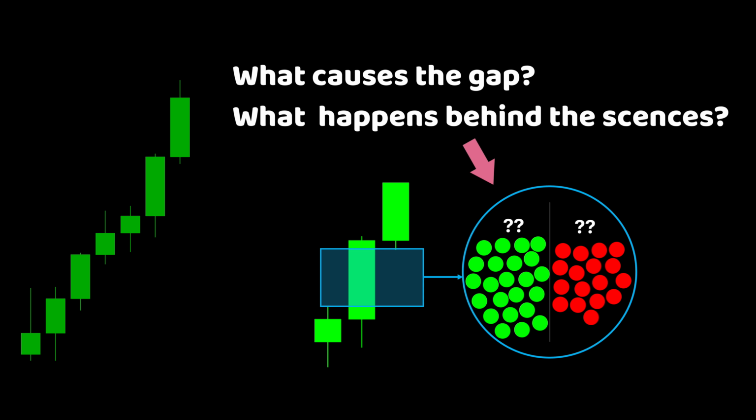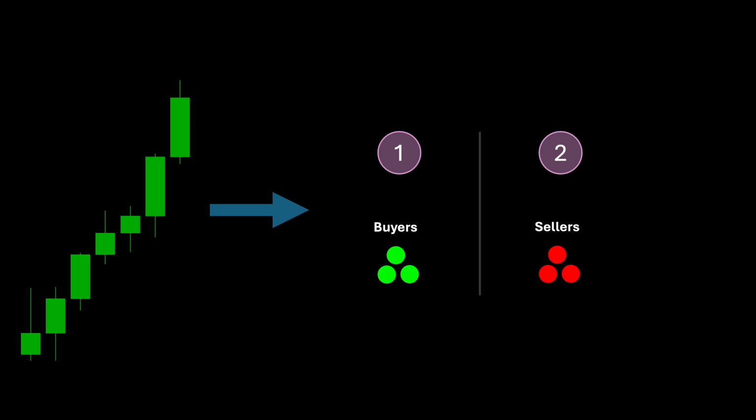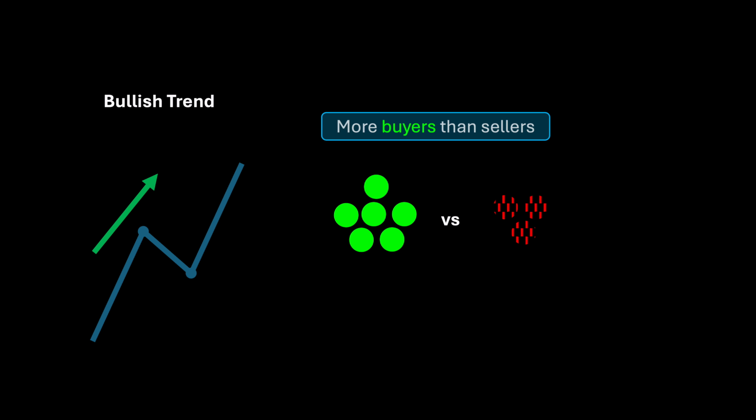Let's start with the basic foundation of chart movement, which is that every chart trend needs 2 types of participants in order for the trend to move. And those participants are buyers and sellers. For example, for a bullish trend to happen, you need a little bit more buyers than sellers. When that is the case, then you'll get a nice healthy uptrend.